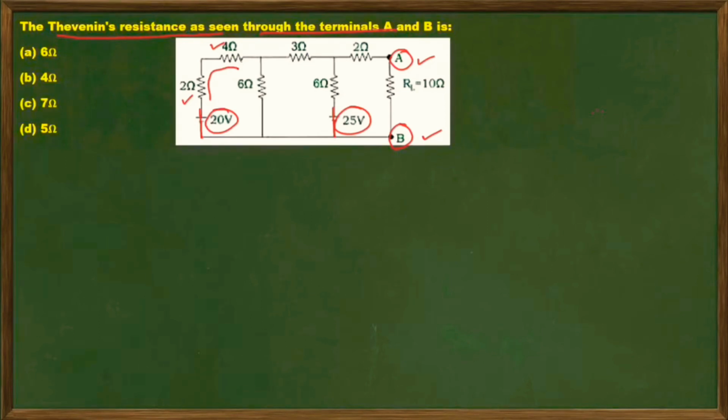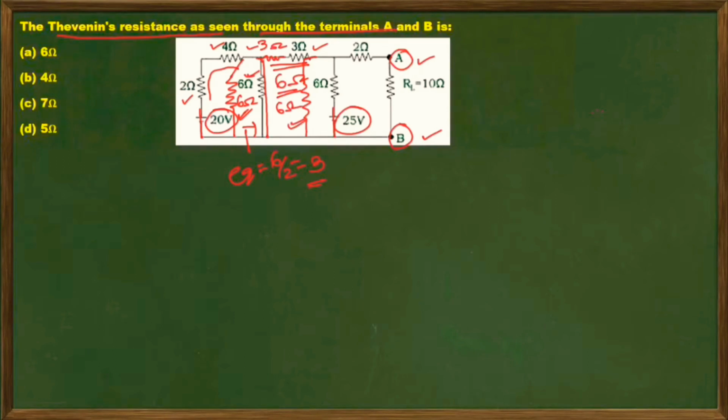Now this 6 ohm will be like this. This 6 ohm and that 6 ohm are both connected in parallel, so their equivalent will be 6 by 2, so this is 3 ohm. Now their equivalent will look like this, so this is 3 ohm and this is your branch. Now this 3 ohm and that 3 ohm are both connected in series, so their equivalent will be 6 ohm. So this 6 ohm will be like this.